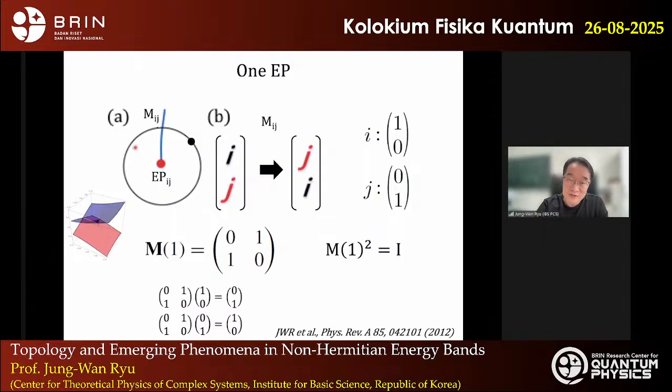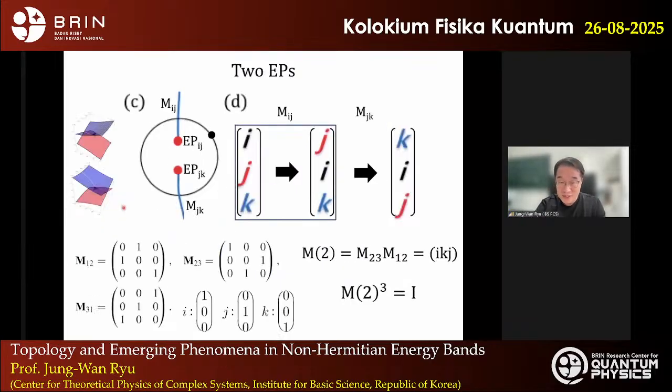So the first encircling can be described by this permutation matrix, and this matrix squared equals I, the identity matrix. It means that after two encircling processes, the states always return to their initial states. So this is a two-cycle permutation.